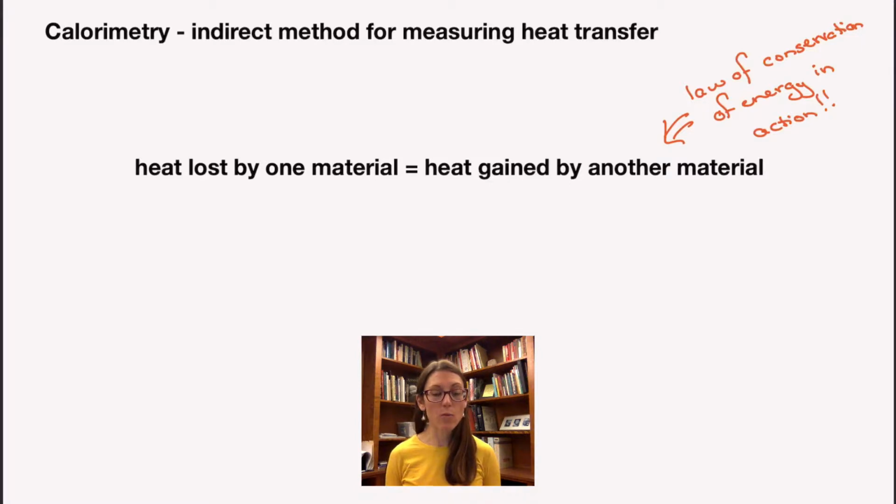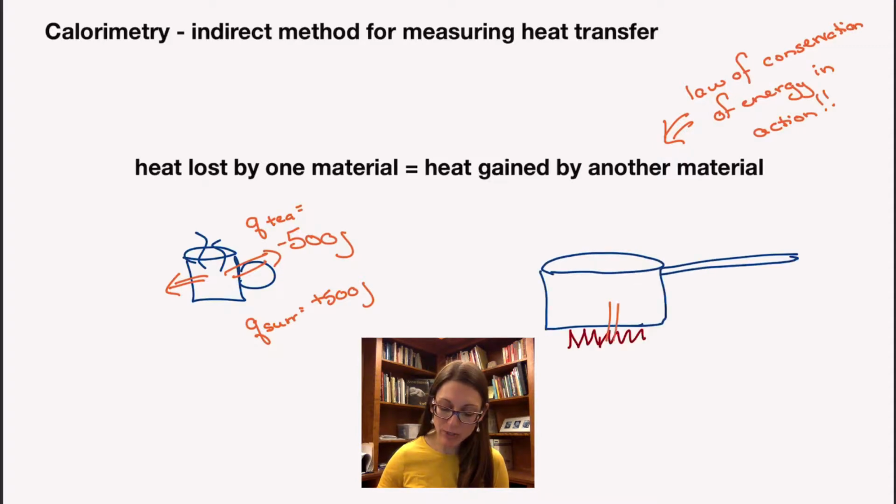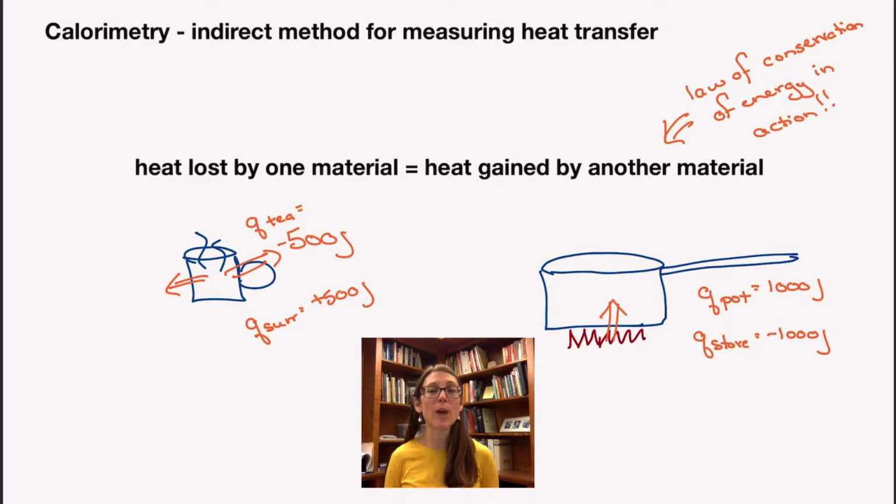So, for example, if we have a hot cup of tea, and that hot cup of tea loses 500 joules of heat, then the surroundings must have gained that much heat. And so if Q for my tea is a negative 500 joules, then Q for the surroundings must be a positive 500 joules. Or similarly, if I have a pot of water on the stove and heat is being transferred from the stove into my pot of water, then if the pot of water gains 1,000 joules, that must have meant that the stove released that. And so we see that the sign changes, although the number remains the same. One thing's gaining, one thing is losing. We're going to put that to good use.